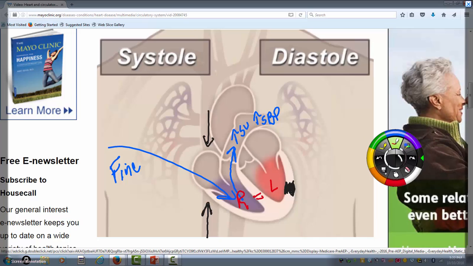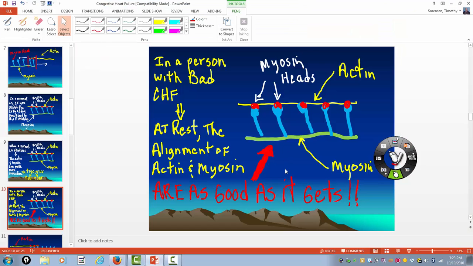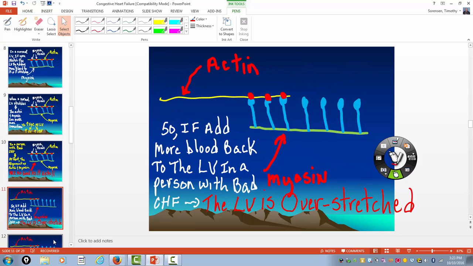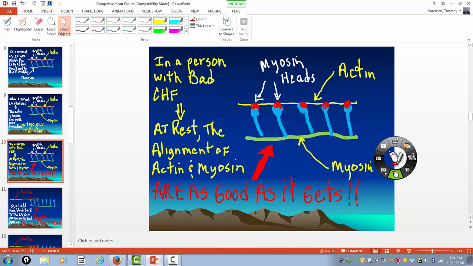So if you add more blood back to the left ventricle of someone who has CHF, you are now going to overstretch it. And if you overstretch the left ventricle, the actin and myosin are now not aligned well. Remember, the only thing that determines how hard that muscle contracts is where the actin and myosin overlap. At rest, it was like this. So the heart was contracting okay.